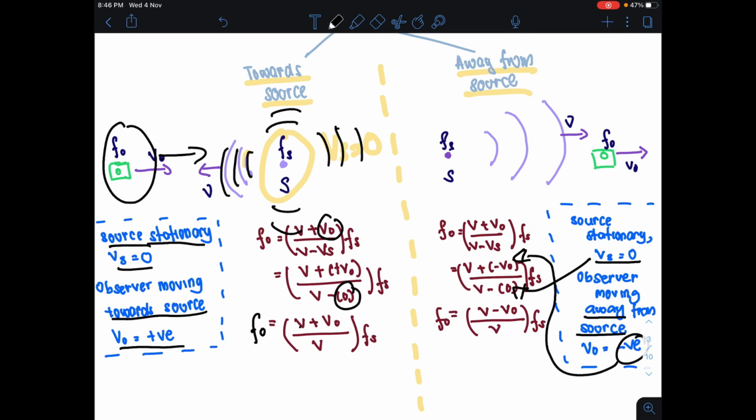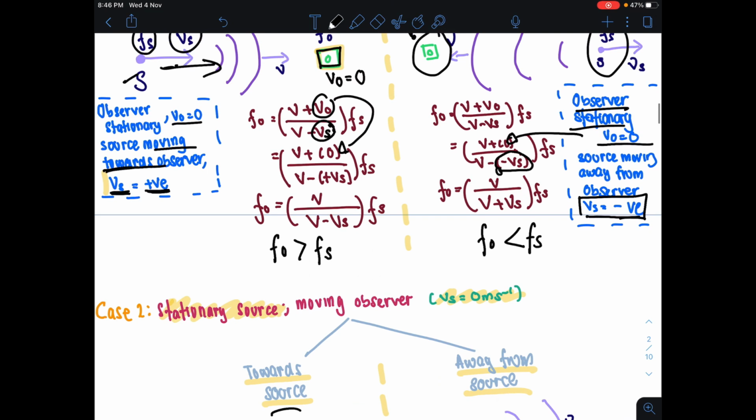Case pertama kita adalah observer yang stationary, the source is moving either towards ataupun away. And then case kedua kita adalah source yang stationary kali ini, tapi the observer is moving either towards ataupun away.